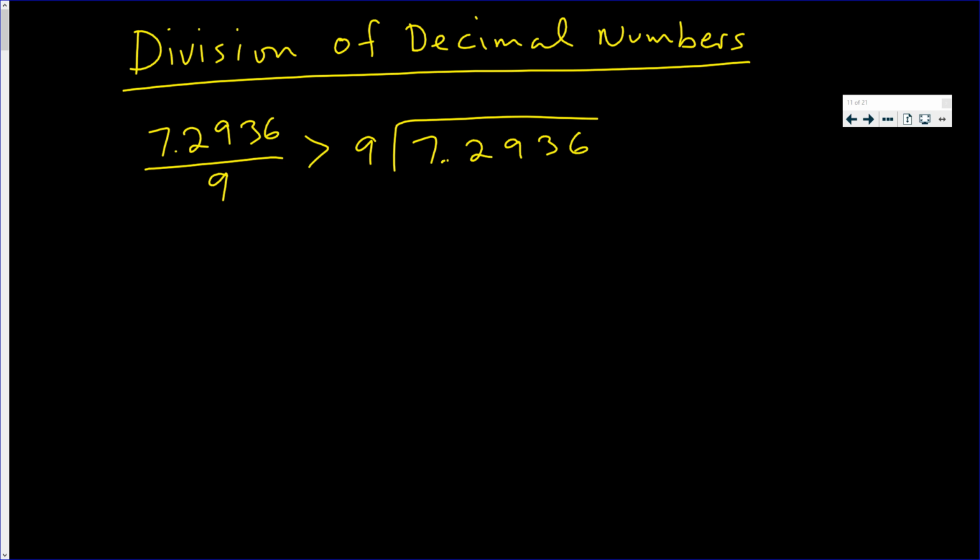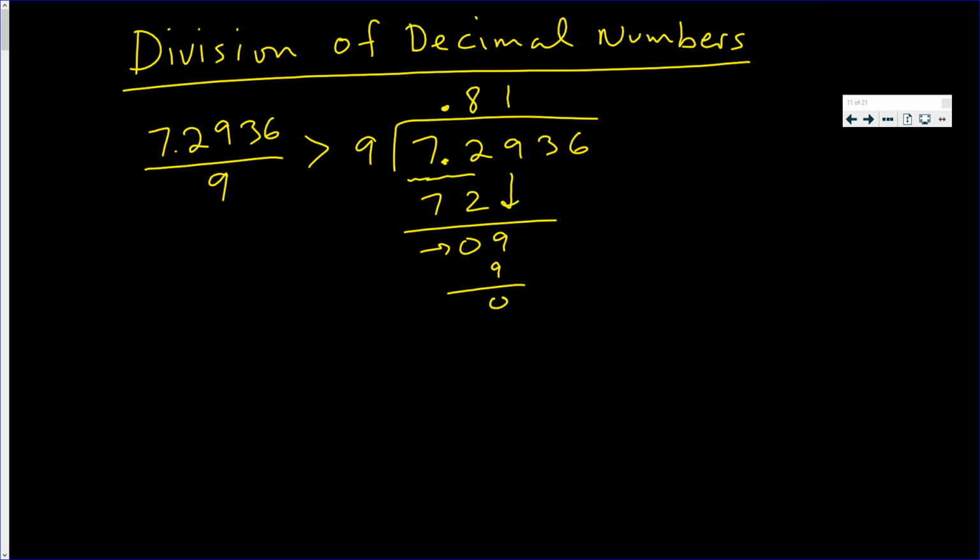7.2936. Take this decimal, put it above, and now ignore the decimals. Don't see the decimals. 9 does not go into 7 even one time, so 72. I ignored the decimal. 9 goes into 72 8 times. I subtract 72, I get 0. I bring down the 9. So now this number here is just 9. 9 goes into 9 one time.